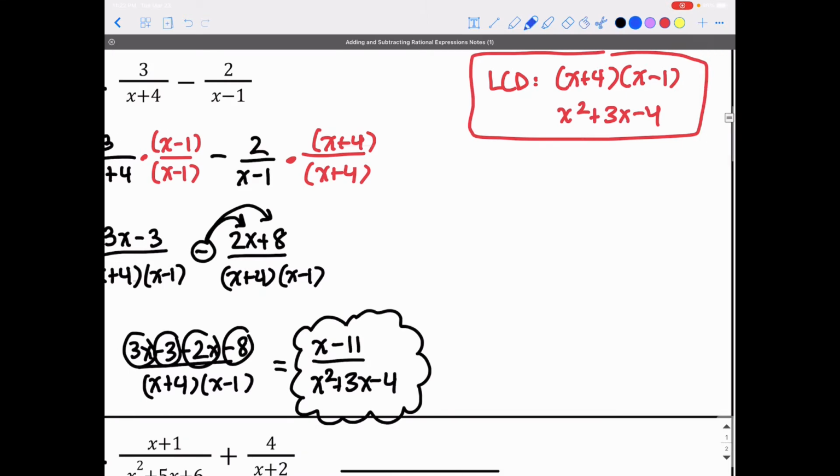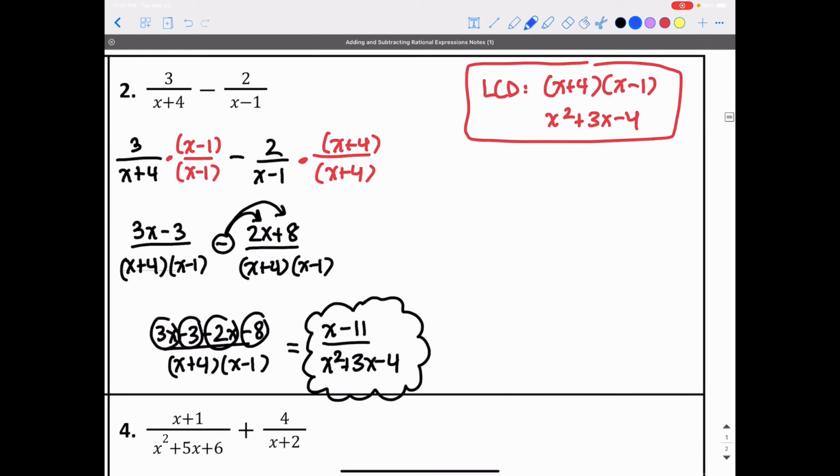Because there's variables in the denominator here, I need to talk about my restrictions, what x cannot be equal to. The only things that I had in the denominator were x plus 4 and x minus 1. So x cannot be equal to negative 4 because that would make this 0, and x cannot be equal to 1 because that would make this 0, and I'm not allowed to have 0 in the denominator.